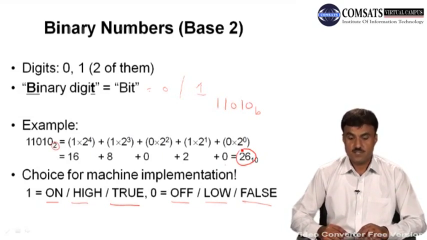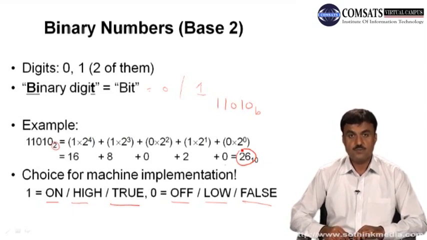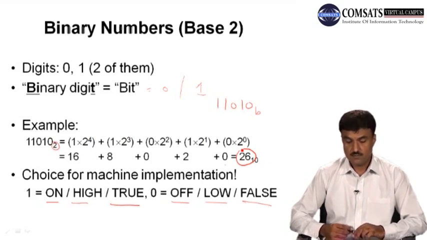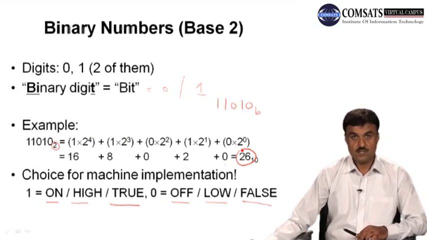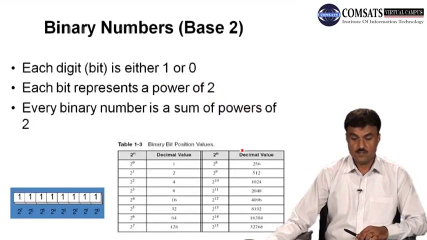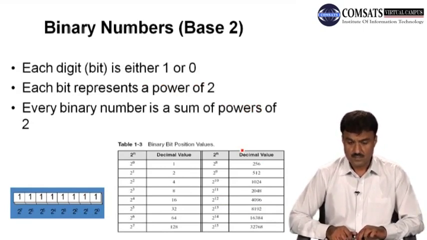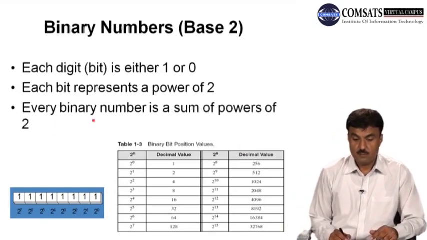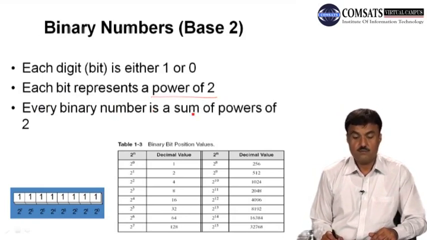This number system is the choice for machine implementation because, as we have seen in the previous slides, machines operate on two states, either low or high, on or off, in terms of voltages. So this is the main choice for machine implementation. Machines use these states to represent information inside their circuitry. In the binary number system, each bit represents a power of 2, and every binary number is a sum of powers of 2.